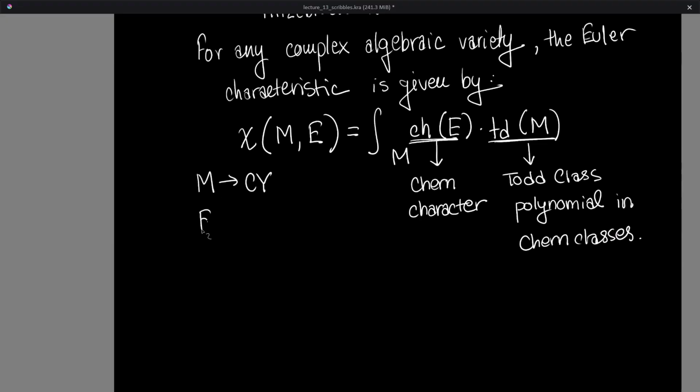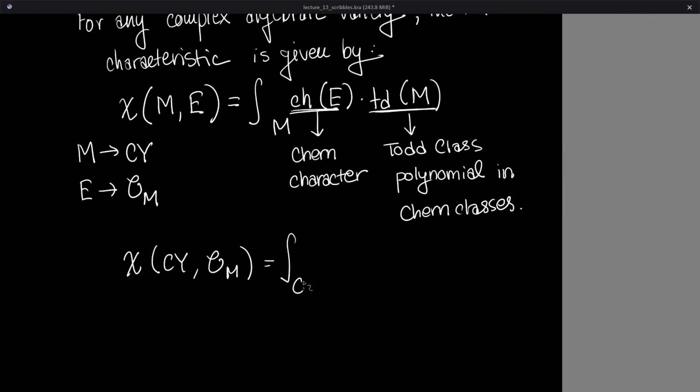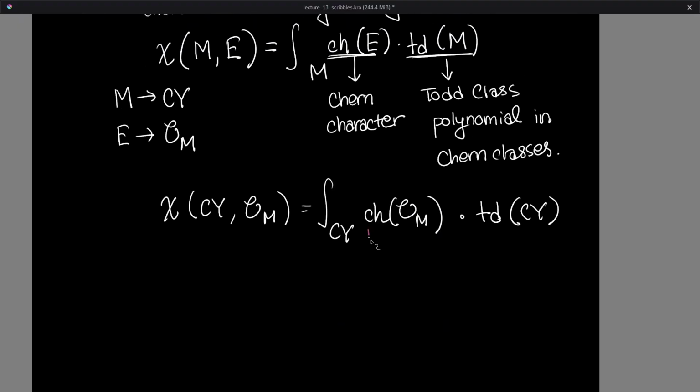And if we take M to be a Calabi-Yau manifold, and if we take E to be the trivial line bundle, then what we get is chi of O_M is equal to an integral over the entire Calabi-Yau of the Chern character of O_M times the Todd class of the Calabi-Yau. Now, it turns out that the Chern character of a trivial line bundle is always 1. So we can take this out of the equation. All we have left is a polynomial in the Chern classes.